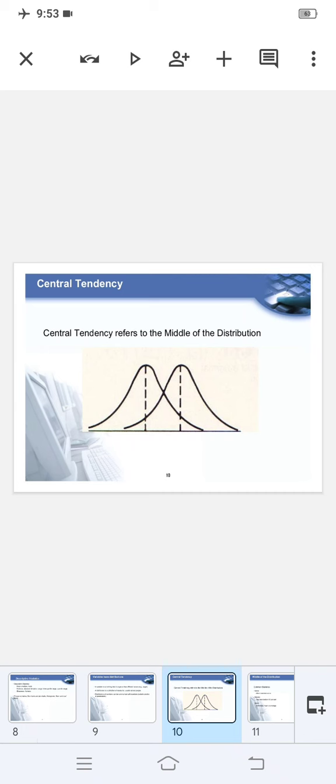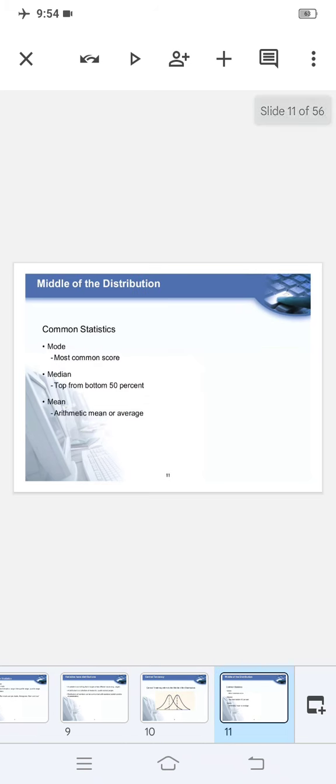This is your central tendency. Central tendency is the middle of the distribution. In the graph you can see there is a curve, and the peak part of the curve, the middle part, is known as central tendency, the middle of the distribution. We will study the middle of the distribution through mean, median and mode. Mean is the average part.